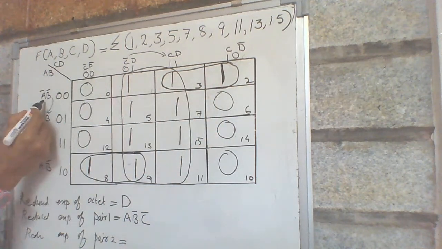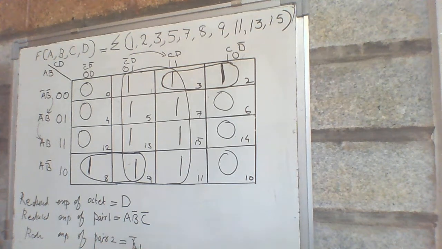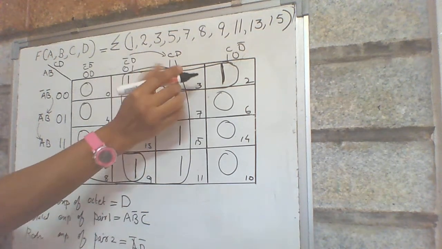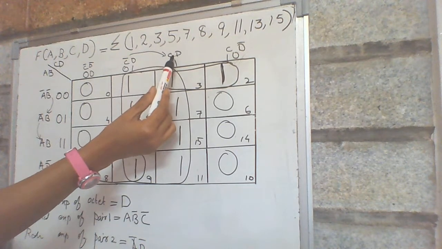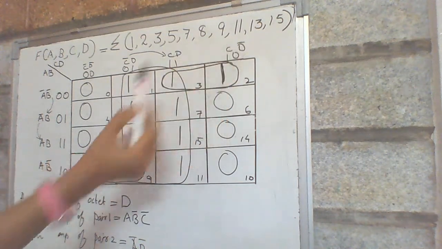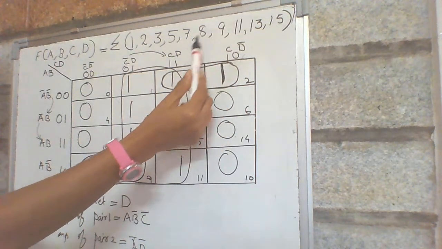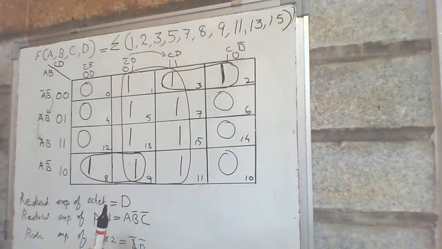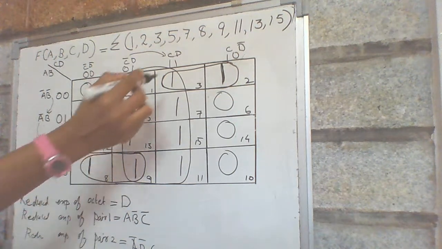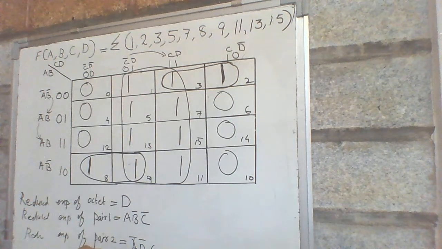Consider the left side. Which is on the left side? A bar, B bar. Right? Then consider the top side. What are the variables? C D, C D bar. Which is changing? That is D is changing to D bar. So which is remaining there? C. That is A bar B bar C. So these are the reduced expressions.